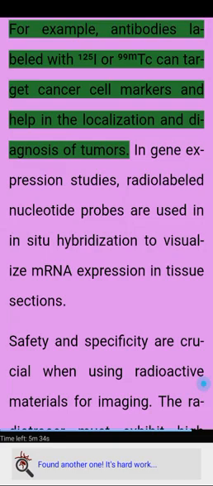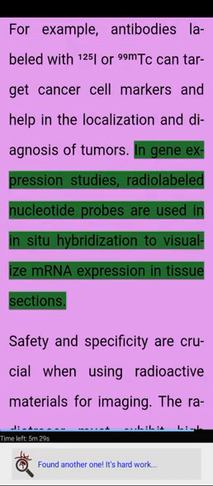For example, antibodies labeled with 99mTc can target cancer cell markers and help in the localization and diagnosis of tumors. In gene expression studies, radiolabeled nucleotide probes are used in in situ hybridization to visualize mRNA expression in tissue sections.